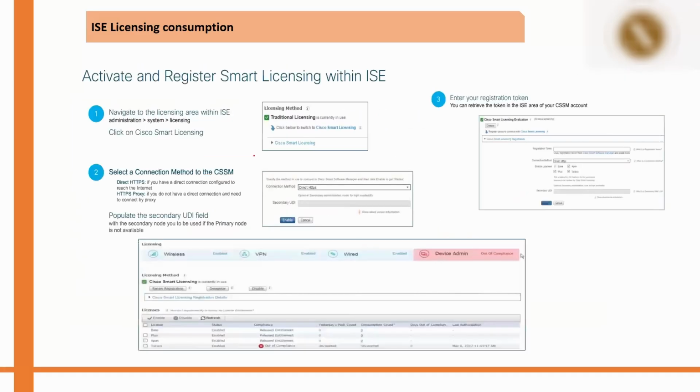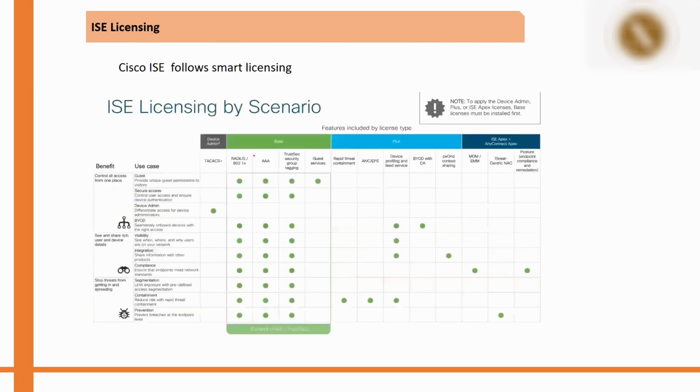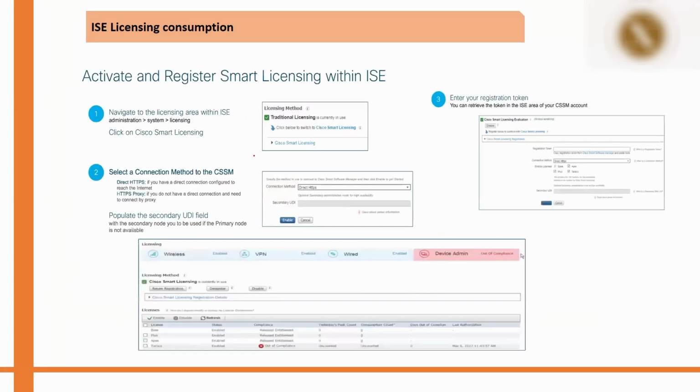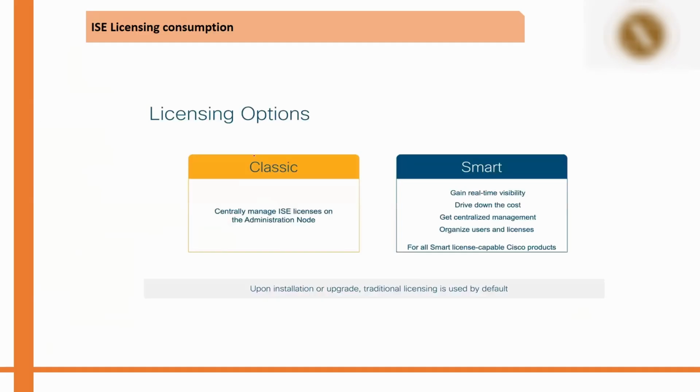Then there is a licensing topic: how the license is consumed and what kind of licensing it follows, like Essential, Advantage, Premier, and Device Admin. We will check this out in the next session as we are almost at the top of the hour today, including how smart licensing works. We will also start device administration from tomorrow.